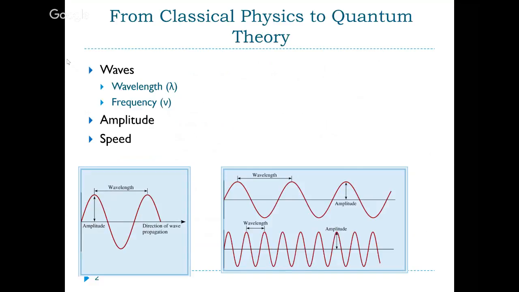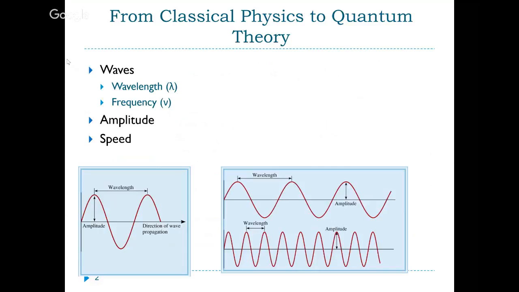So when we think of waves, we might think of sound waves or ocean waves, but any type of wave is just something that is vibrating and can transmit energy. There are two major components to a wave: the wavelength, which we designate with the letter lambda, and frequency, which we designate with the letter nu. So two Greek letters here.